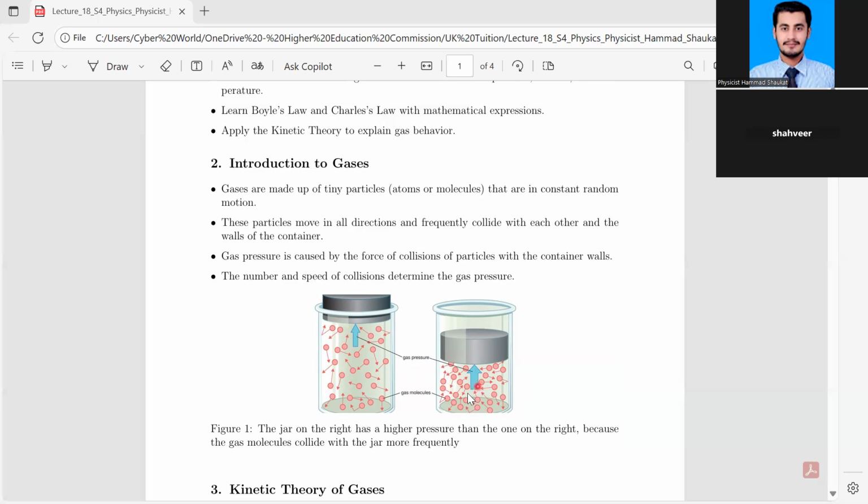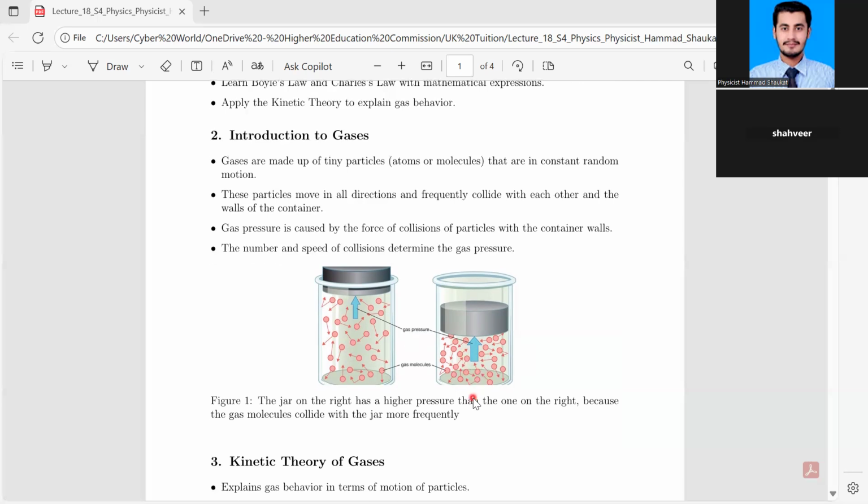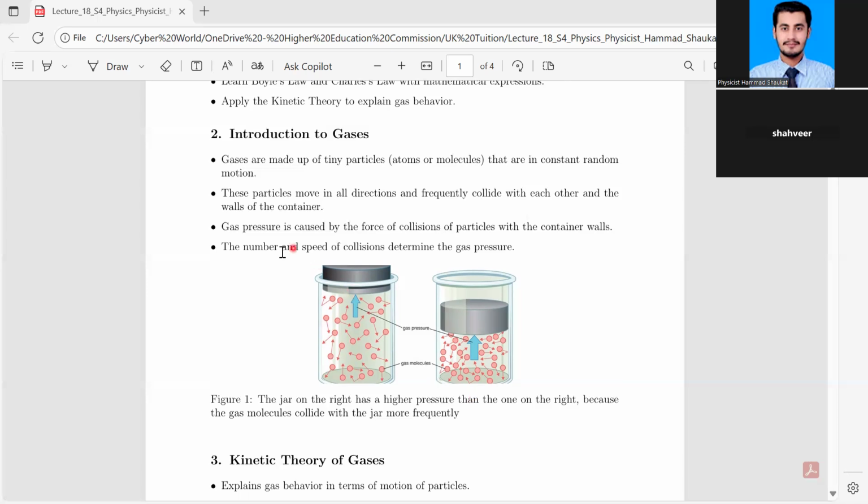Why more pressure? Because here you can see the particles are now closer to each other. And if they are close to each other, it means they will now frequently collide with each other as well as with the wall of the container and exert force. The number and the speed of the collisions determine the gas pressure. The greater the number of collisions between these particles, the greater the gas pressure is. Okay, because you know that gas is measured in terms of pressure.